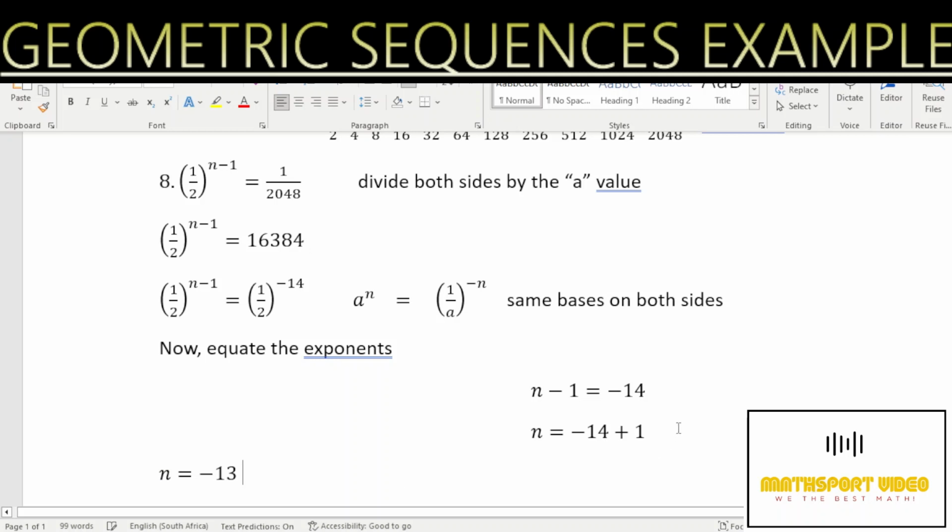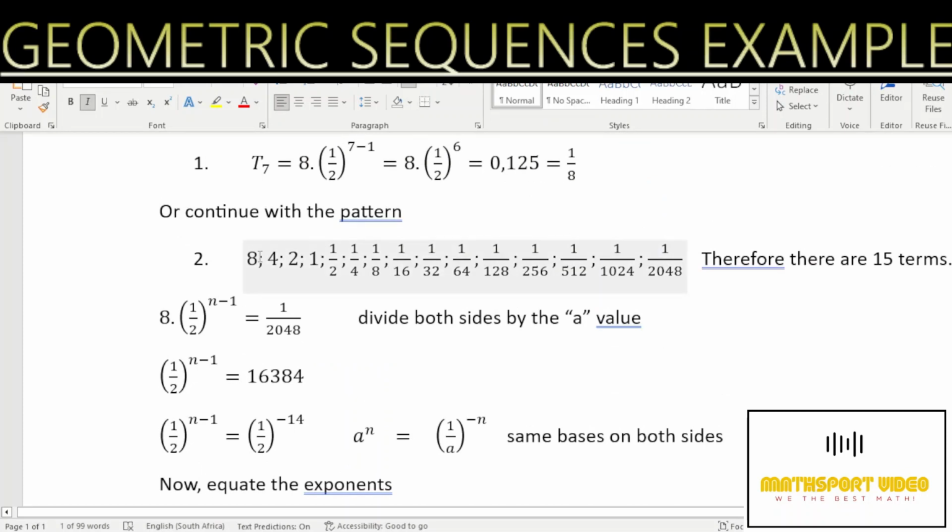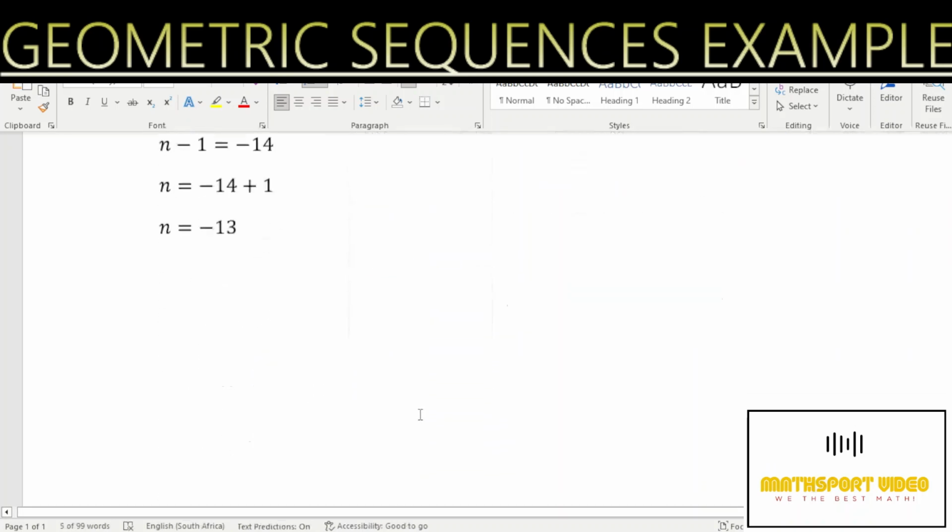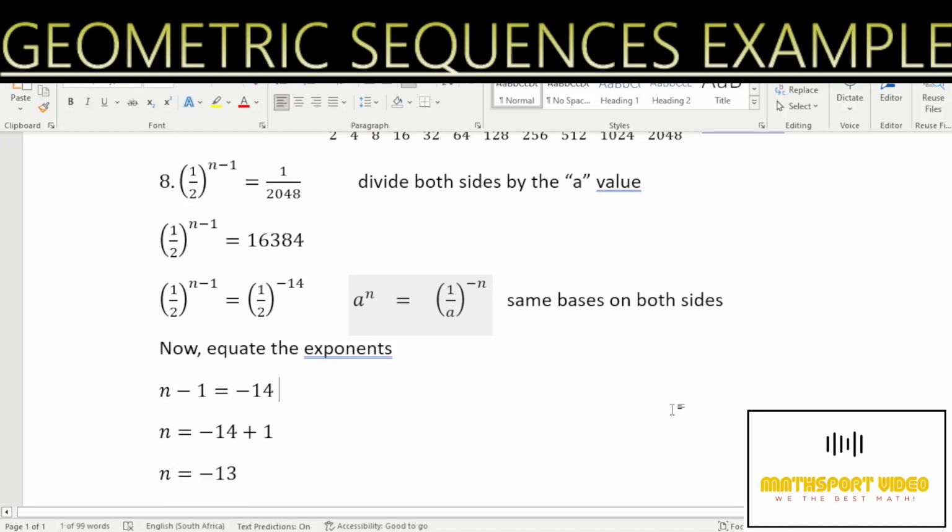Now, for the challenge, you will notice that this answer over here is different from if I had to continue the pattern and then figure out there are 15 terms. The question is, why am I getting an answer of negative 13? So take a look at this working out and see if you could figure out where I went wrong.